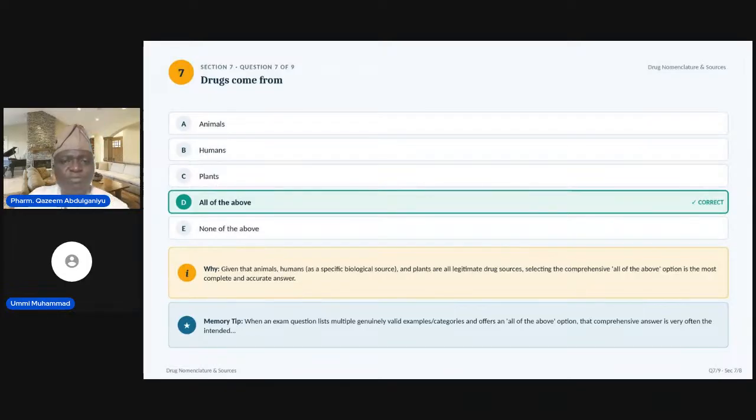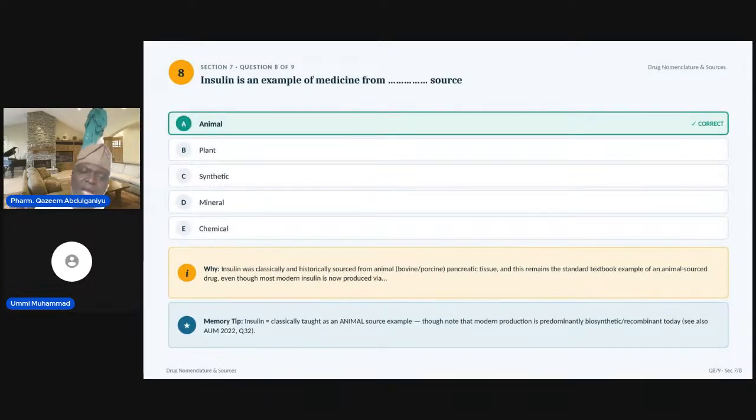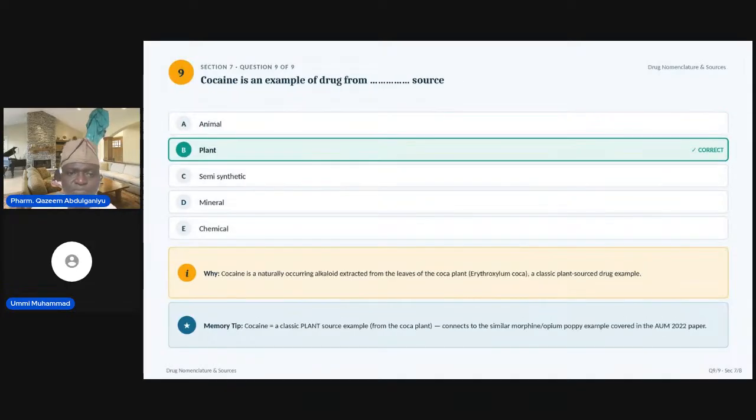Insulin is an example of medicine from animal. So this insulin, you remember, it was from bovine pancreatic tissue that we got insulin from, according to history. So that's from an animal source. Cocaine is an example of drug from plants. So from coca leaf, Erythroxylum coca is the plant that gave us cocaine in the first place. So that's the plant.